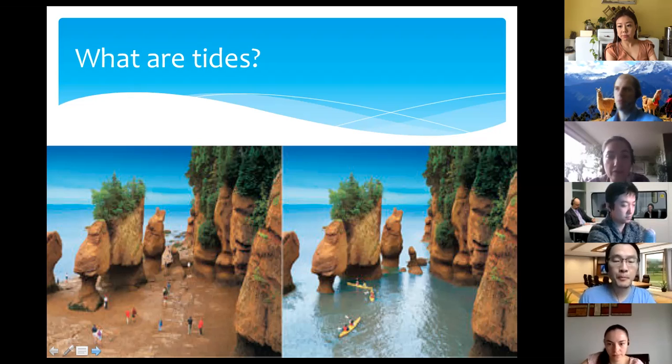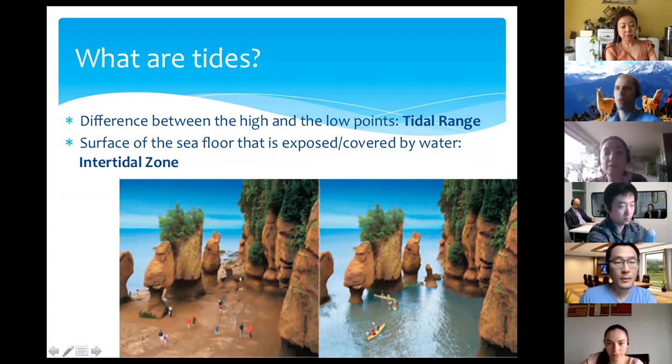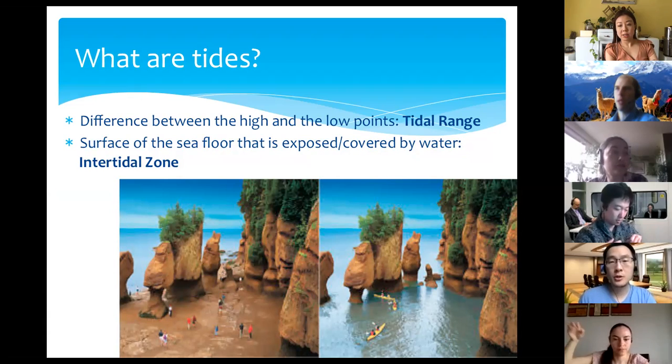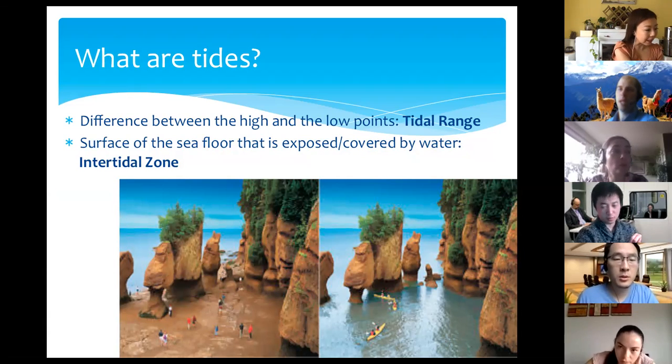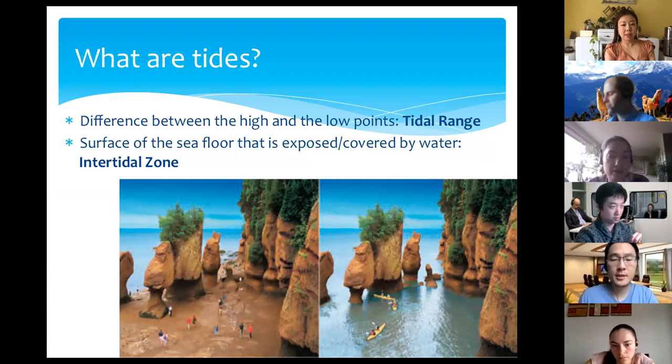So the difference between the high and the low points is called tidal range. And the surface of the seafloor that is exposed or covered by water, depending on whether we're at a low tide or at a high tide, is called intertidal zone.